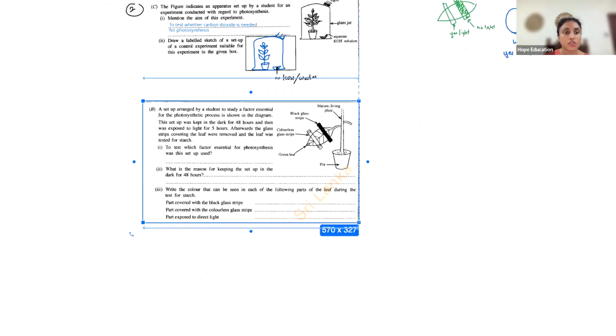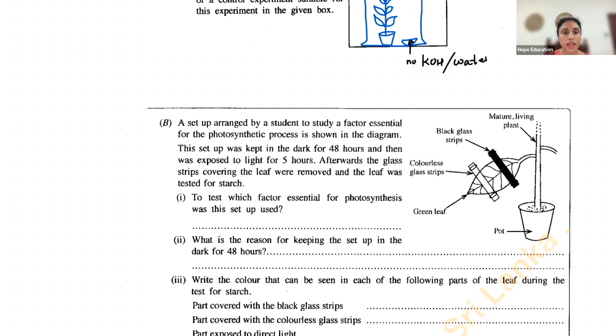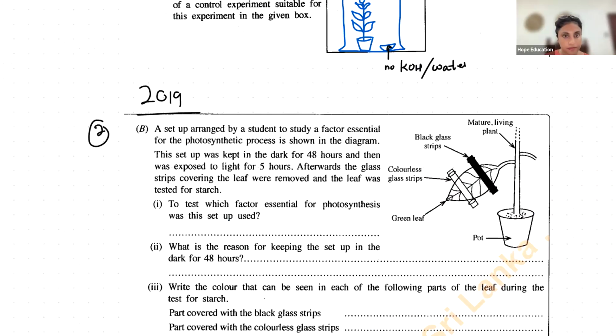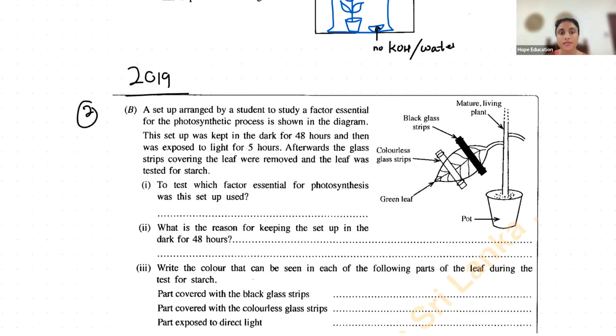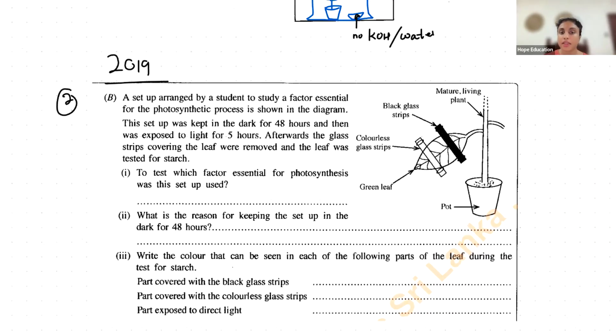Okay. So this is 2019 again. Second question B. A setup arranged by a student to study a factor essential for photosynthesis. This setup was kept in dark for 48 hours and then was exposed to light, and then tested for starch. To test which factor essential for photosynthesis was this setup used?